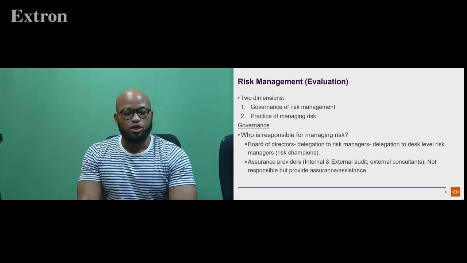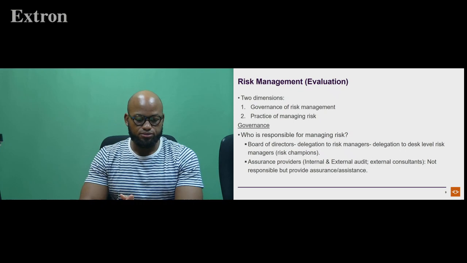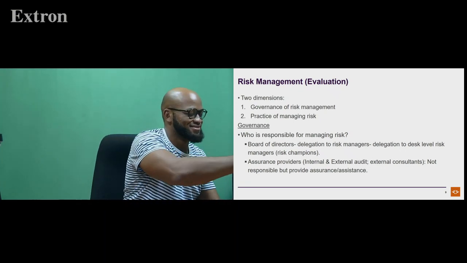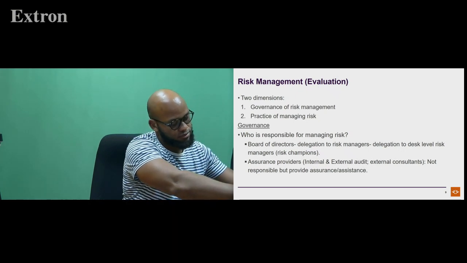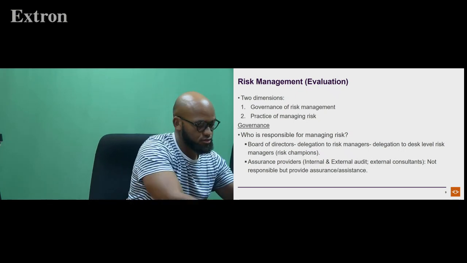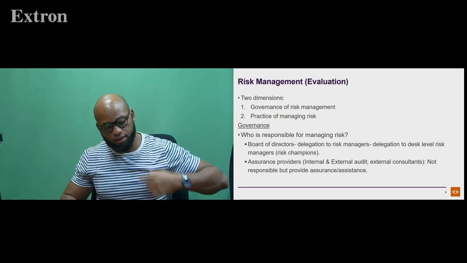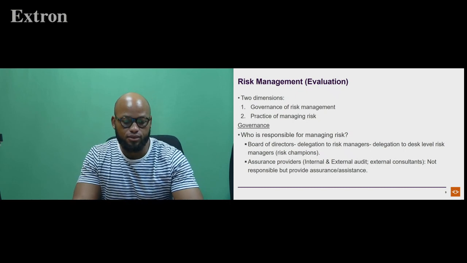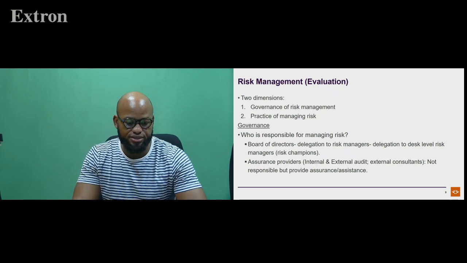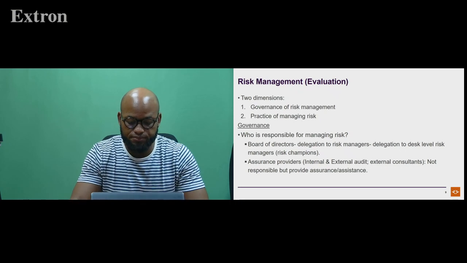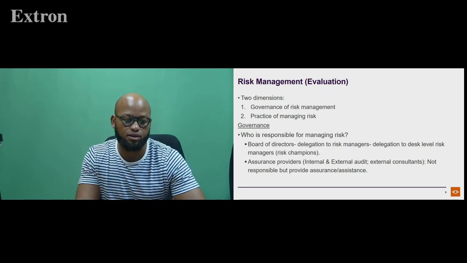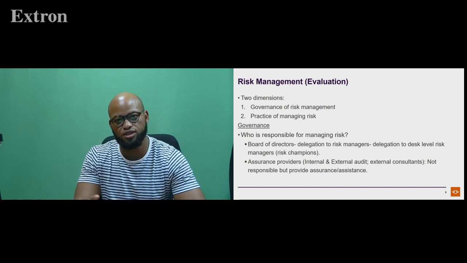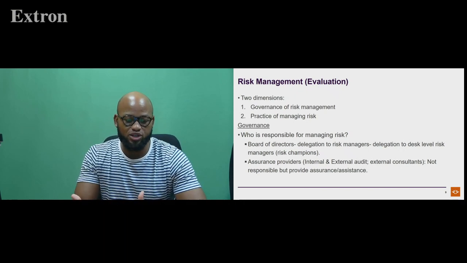Okay, so there are two primary dimensions when it comes to the management of a risk. The first dimension is the governance of risk management, and then the next dimension is the practice of risk management. So the governance of risk management on the one hand, as well as the practice of risk management, these two things make up the entire risk management practice.